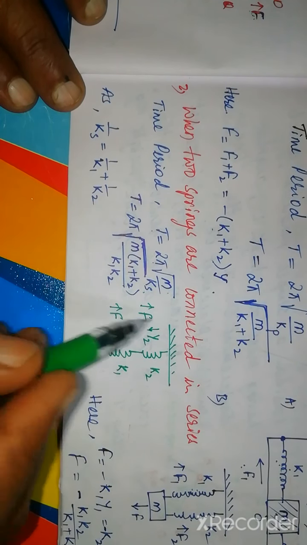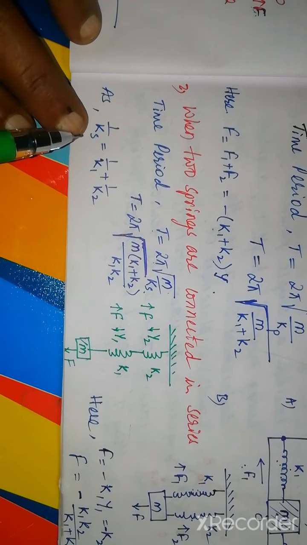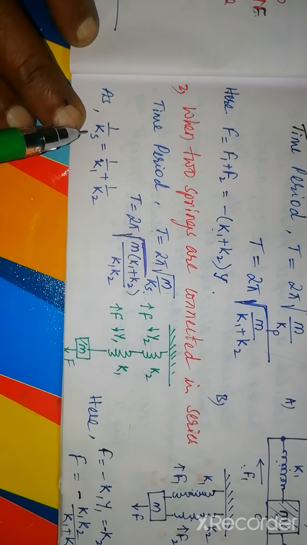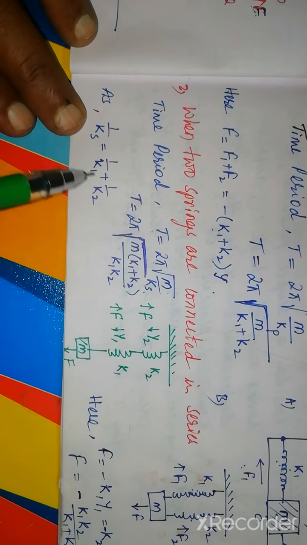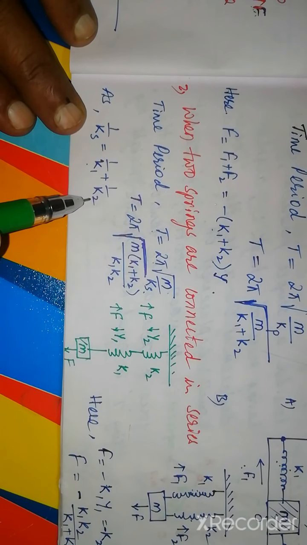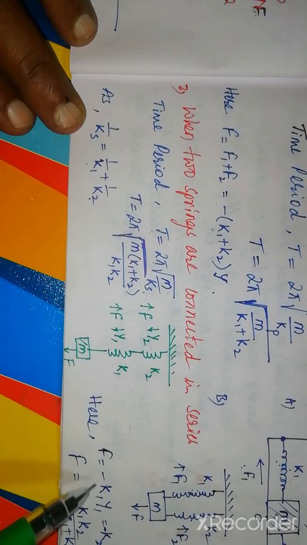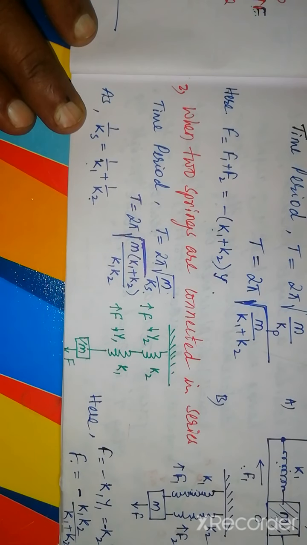For the two springs connected in series, the net or effective force constant, we can define it as: the reciprocal of the effective force constant is equal to the sum of the reciprocals of the force constants of the individual springs. Here F equals minus K1 Y1, that equals minus K2 Y2. Therefore, the restoring force can be given as minus K1 K2 divided by K1 plus K2 into displacement Y.